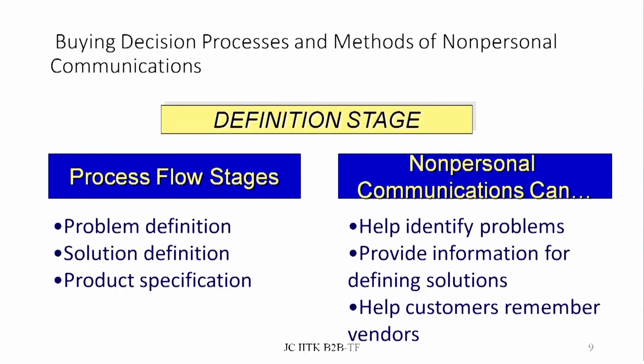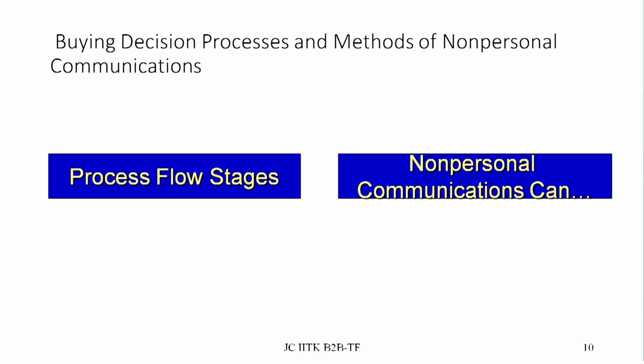where solutions are being sought, product specifications are getting identified. At that stage, the non-personal sales communication, marketing communication can help identify the real problems, can provide information for defining the solutions, and help the customers remember the vendors of which you definitely want to be one part of the considered set. So, at the early stage of the sales process, these are the various communication performances.